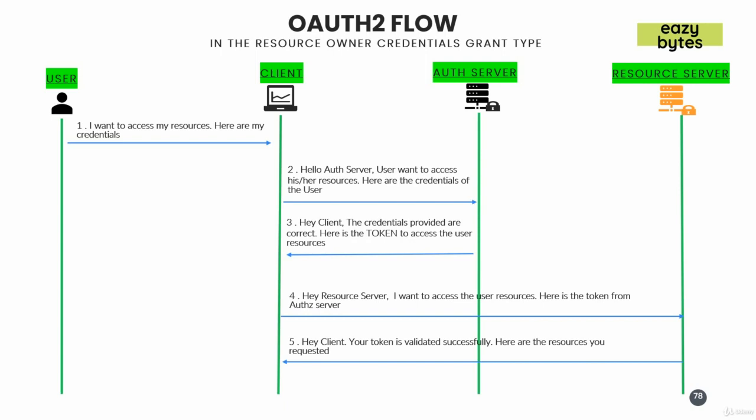First, the user will go to the client application and directly give their credentials in the login page. Next, the client application will send a request to the auth server saying, here are the user details or resource owner details, please validate and provide me an access token. Once the auth server validates the credentials, it will provide a token to the client. And in the last two steps, the client will make a request to the resource server by providing the token which it received from the authorization server. If the token is valid, the resource server will provide the resources requested by the client.